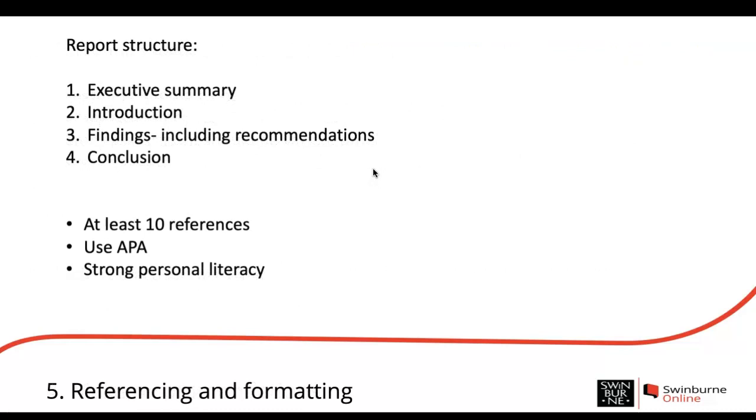Next one is referencing and formatting. I'm not going to talk through word counts because this is a shared flipped collab. We'll talk about that more in the interactive collab. You can look them up yourself in the assessment details.